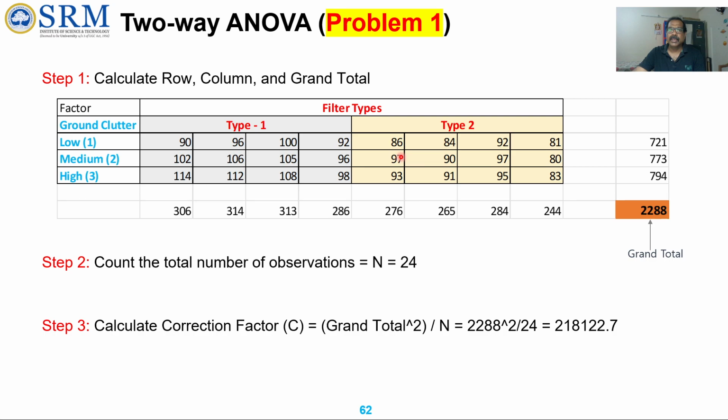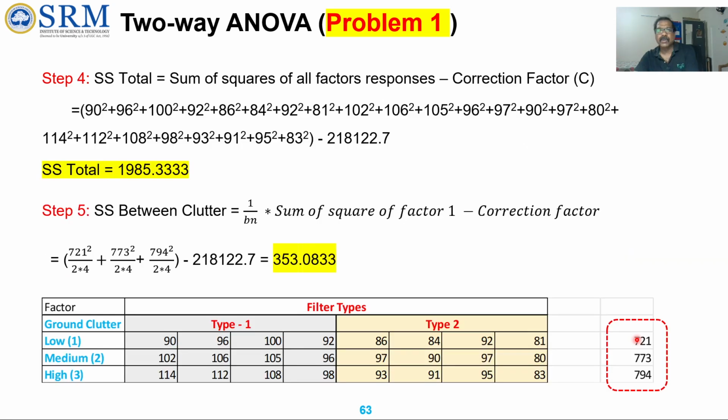So grand total whole squared divided by N. Grand total is 2288 whole squared divided by N; capital N is 24. So we will get the correction factor C. Once we get the correction factor, the next step is to calculate SS total. SS total is the sum of squares of all the responses minus the correction factor. Here 90 square plus 90 square plus 96 square plus 100 square plus 92 square plus 86 square, 84 square, 92 square, 81 square, and so on till 95 square plus 83 square, whole minus the correction factor, will give SS total. Once we calculate SS total, it is easy to calculate SS between.